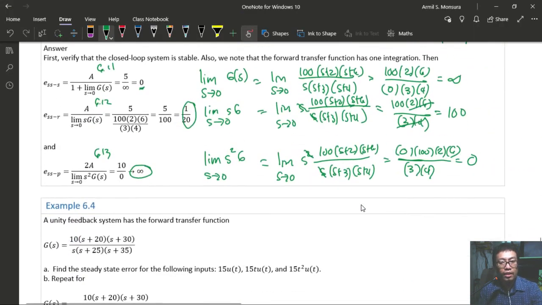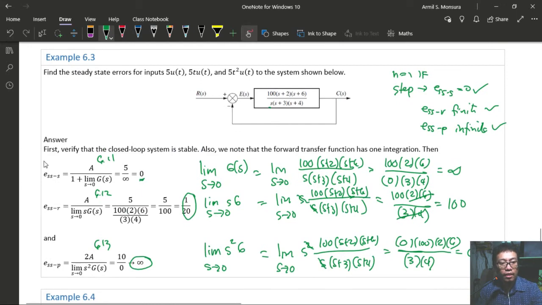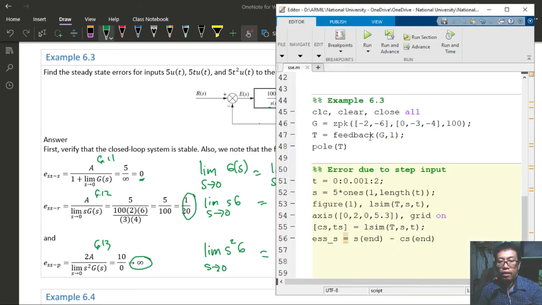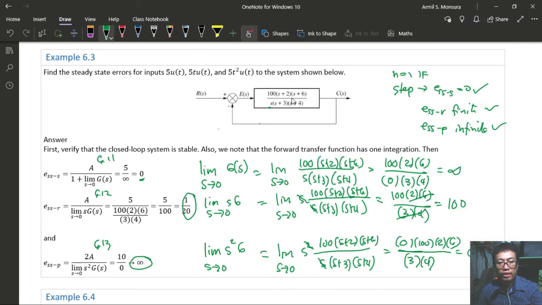Okay. So, again, sa 6.3, yung steady state error natin due to the step input is 0. Okay. Tapos dun sa isa, sa ramp, is 1/20, tapos ito infinite. Okay, so pakita natin yung tatlong cases na yan. Okay, so in example 6.3, yung ating system has zeros at -2 at saka -6.